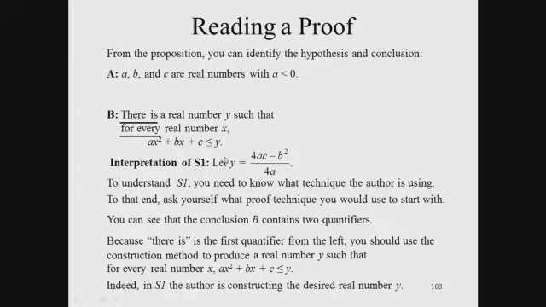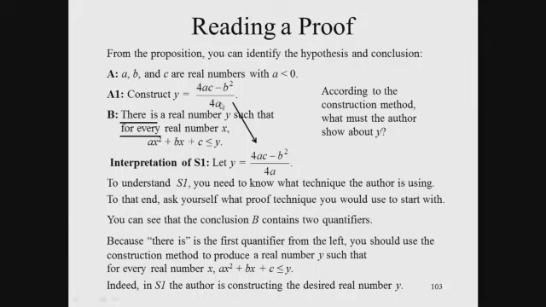Indeed, that's exactly what the author has done in S1. The author has constructed the value of y, which we're going to now put as a forward statement in our proof. Construct y equal 4ac minus b squared over 4a. This is the construction method. According to the construction method, what does the author have to show about y? The author has to show that for that value of y, the something happens. And that something is, for every real number x, ax squared plus bx plus c has to be less than or equal to y. So this becomes the new statement in the backward process that the author has to show.